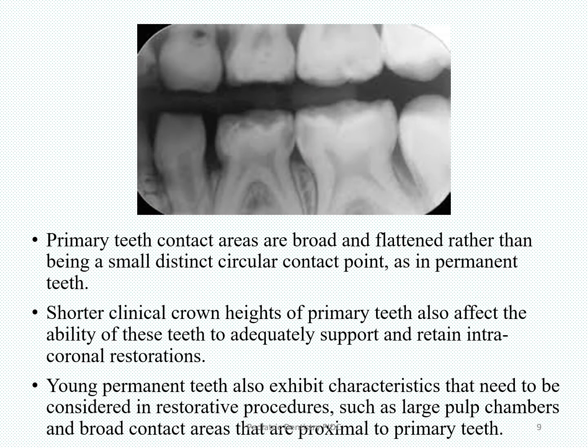Right. So here another bite wing. Can you see anything wrong with this bite-wing? Can you see these radiolucent areas? Yes, these are the proximal caries in the primary teeth. Okay, now primary teeth have contacts that are broad and flattened rather than being small distinct circular contact points as in the permanent. So just compare this on this side. Okay, see this broad contact area. So from here till here the contact is there.